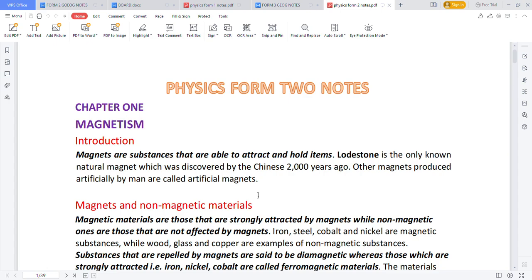We are going to talk about magnetism and see how it will be set in KCSE when we will be revising for that. So this is the side of syllabus coverage. If you need revision, we have physics KCSE revision videos, you can watch that.